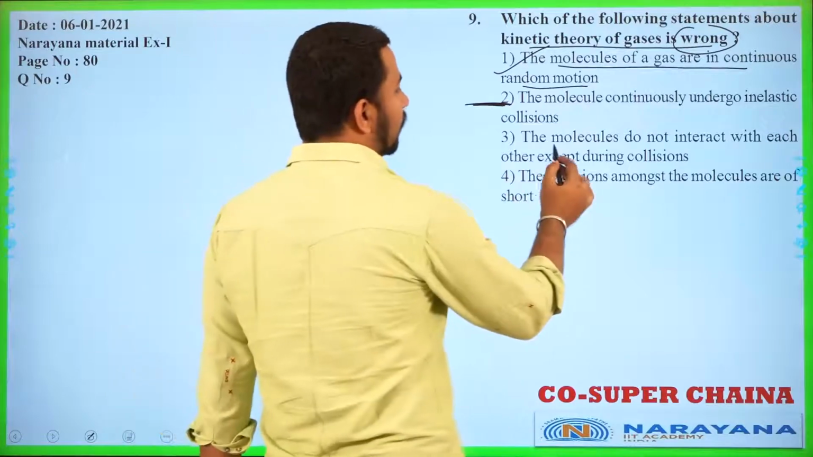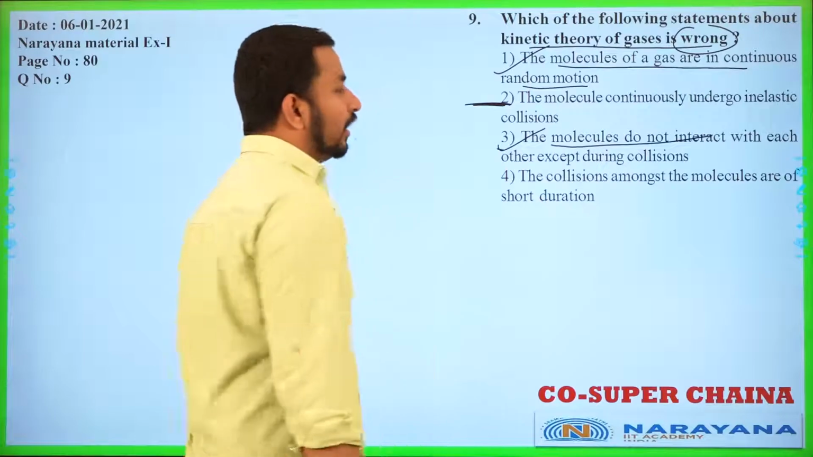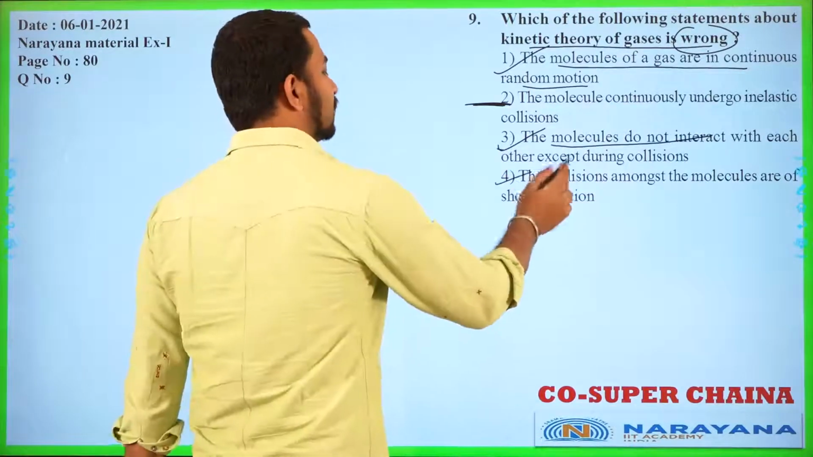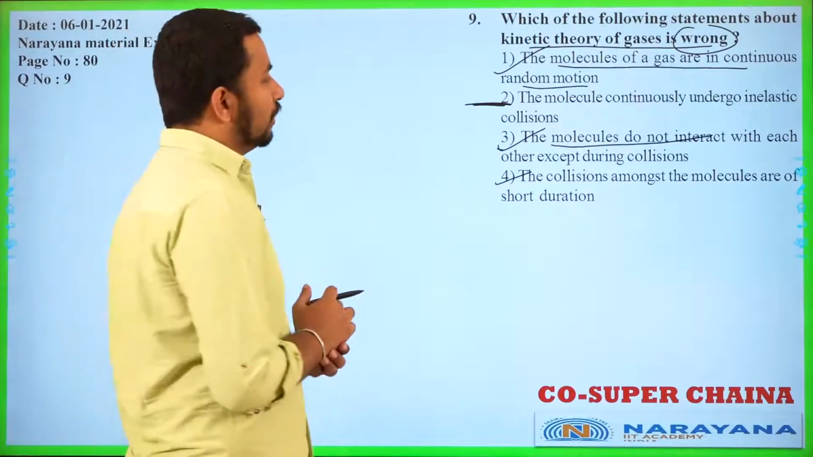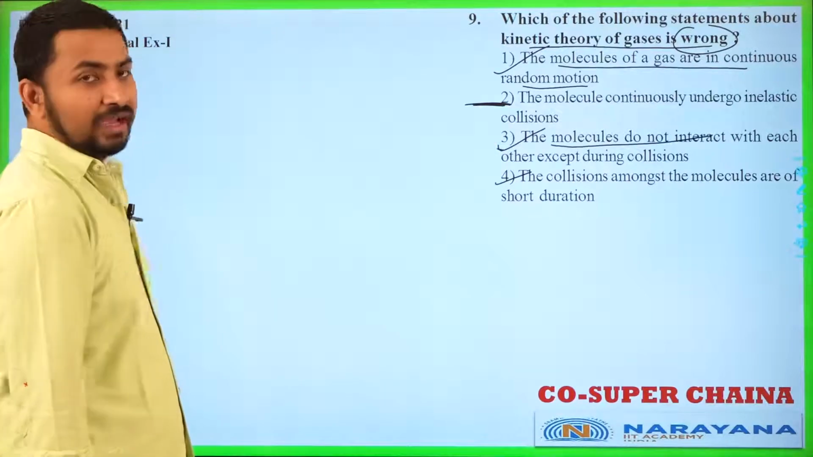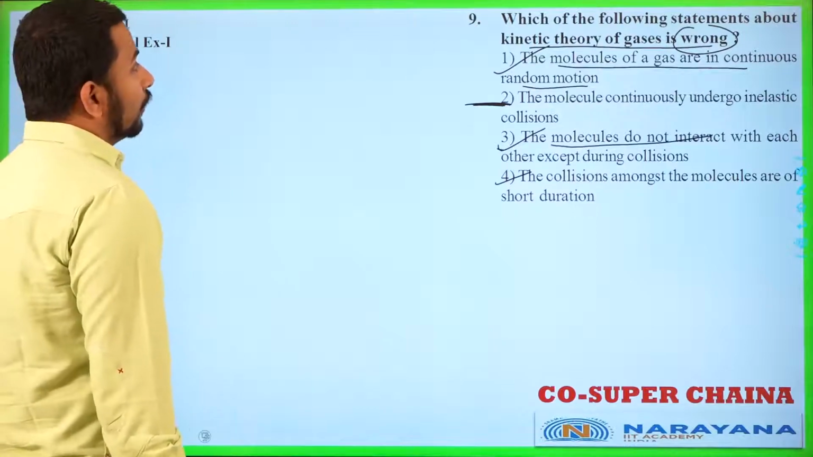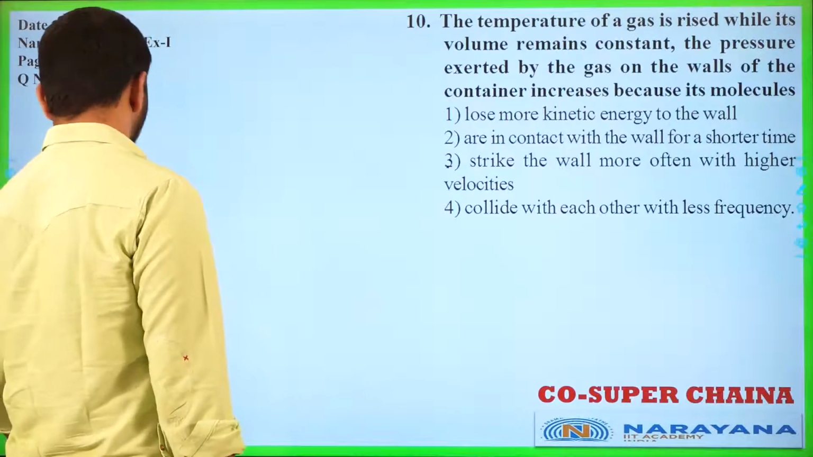Let's check the other ones. The molecules do not interact with each other. This is also correct. The collision amongst the molecules is for short duration. This is also correct, because the collision between the molecules takes a very short duration of time. So the correct answer is that the molecules continuously undergo inelastic collision. Let's move to the next question.